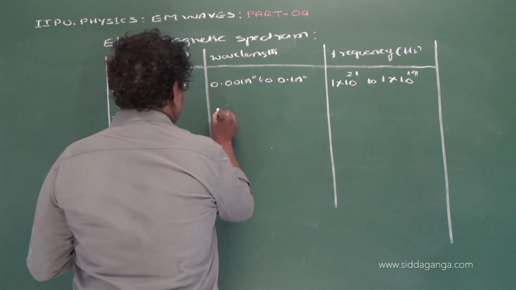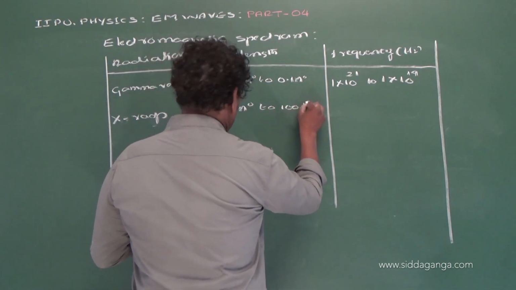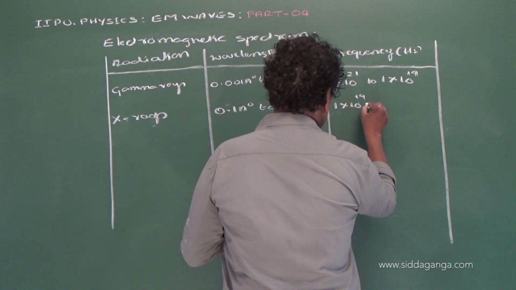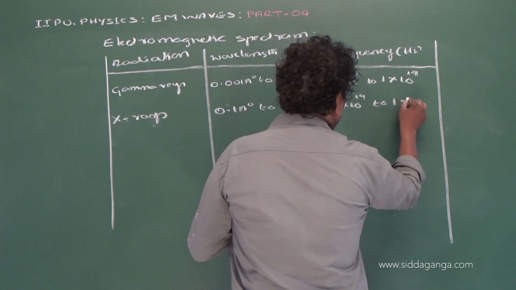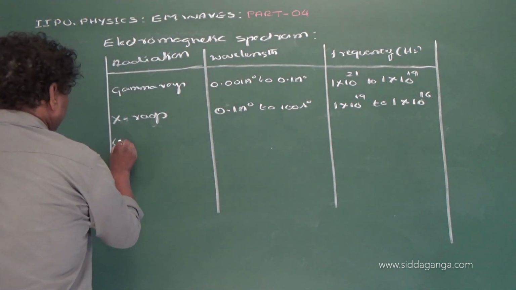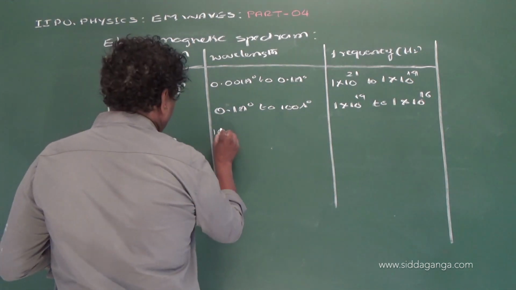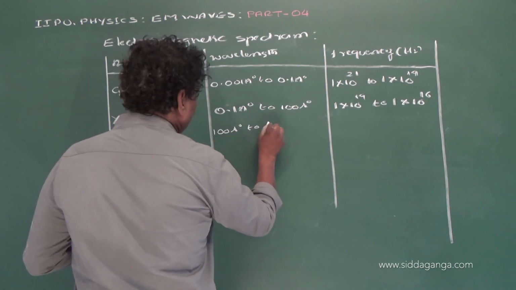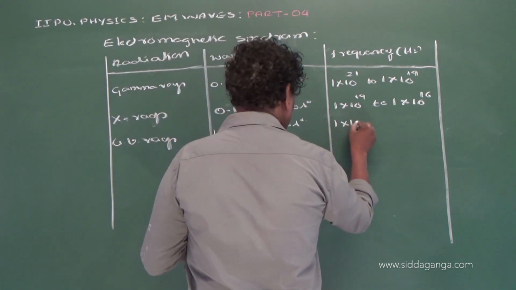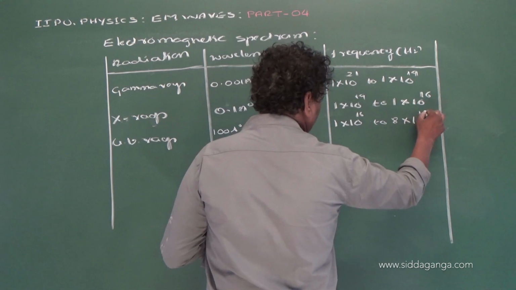Now they have wavelength range 0.1 angstrom unit to 100 angstrom unit, and the frequency range 1 into 10 raised to the power of 19 hertz to 1 into 10 raised to the power of 16 hertz. Now the third one, ultraviolet rays having the wavelength range 100 angstrom unit to 4000 angstrom unit, frequency 1 into 10 raised to the power of 16 to 8 into 10 raised to the power of 14.